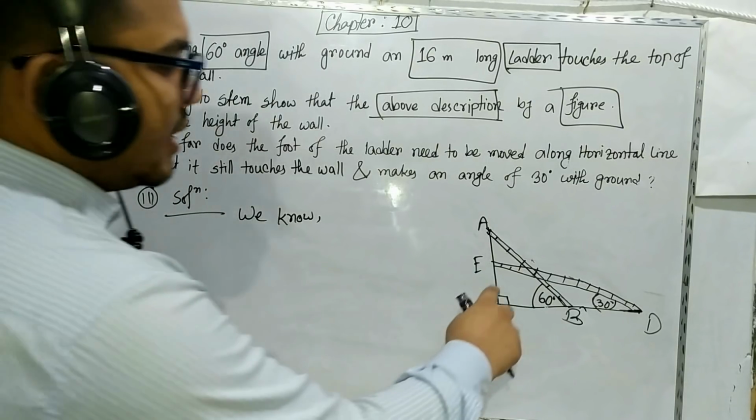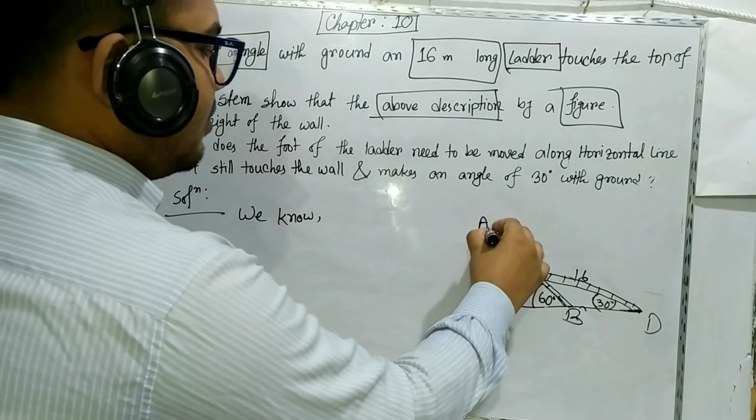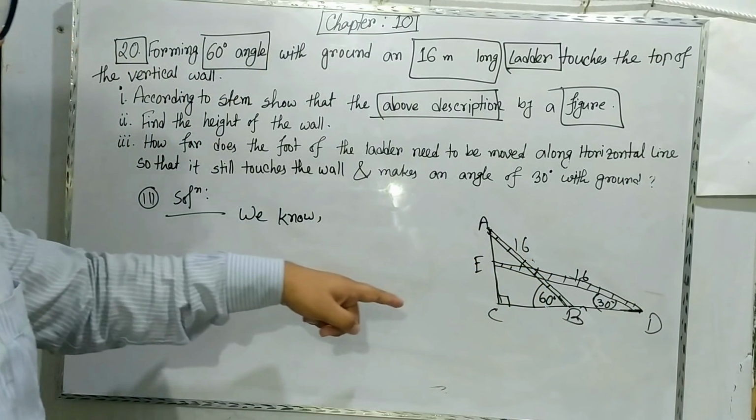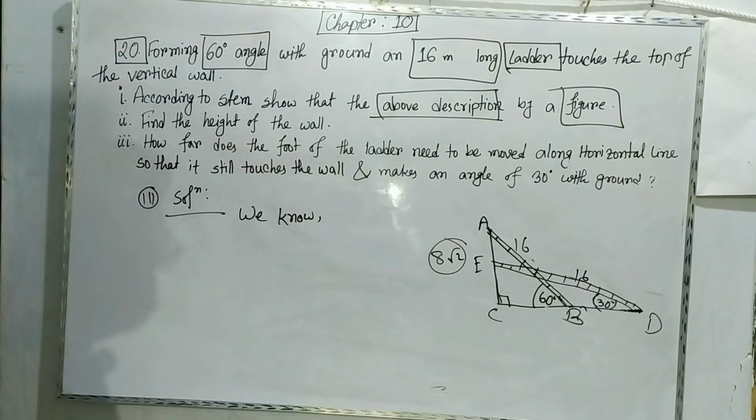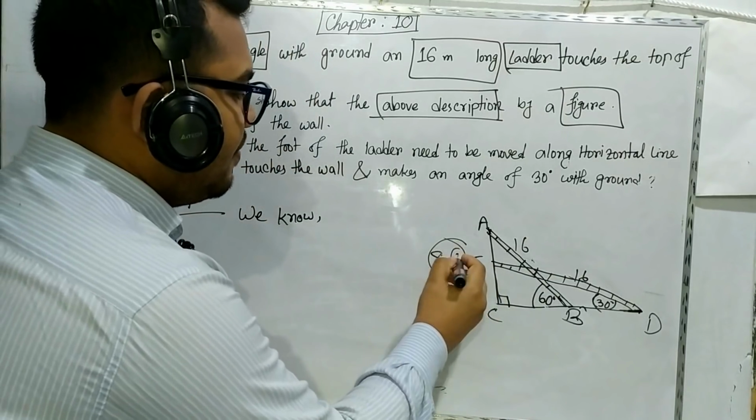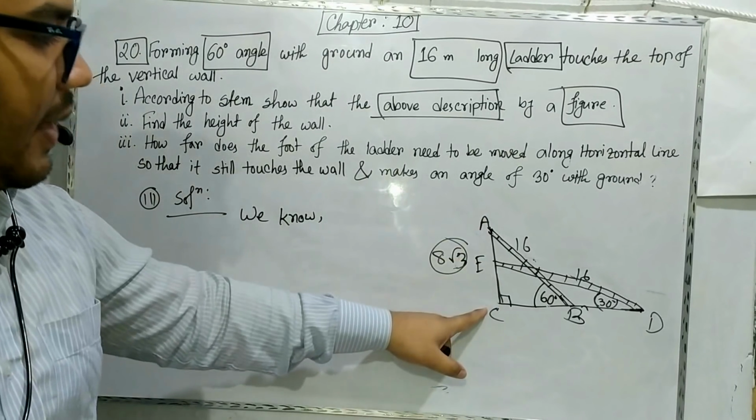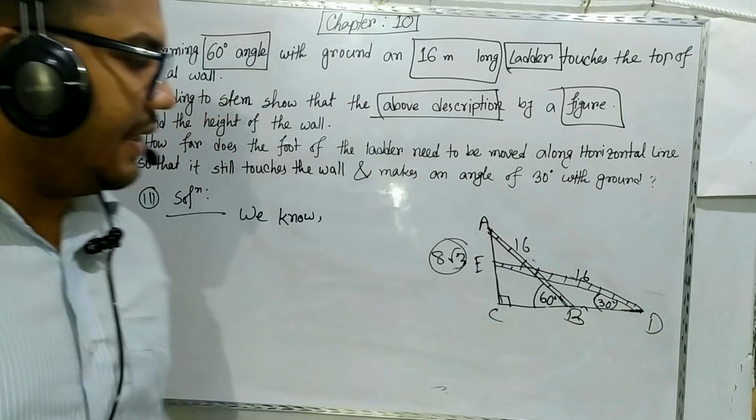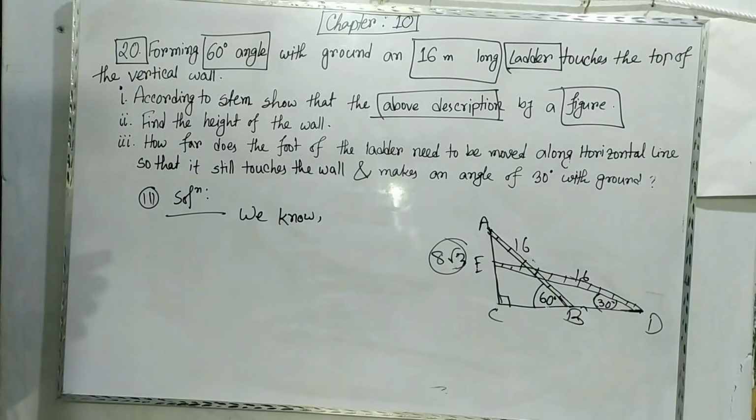We already know the length of the ladder was 16, so this is also 16, and we already know the height of the wall is 8 root 3, which we just found in part 2. So we know the length of AC, and we know the length of AB as well as ED. We just need to find BD. How can we go about this?